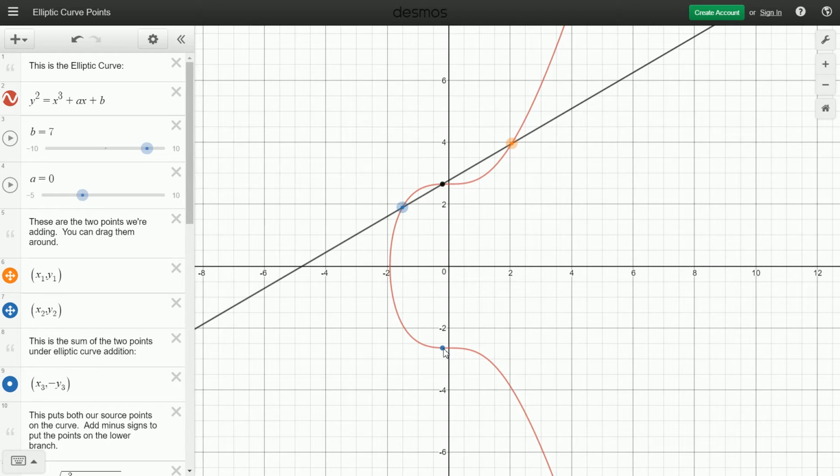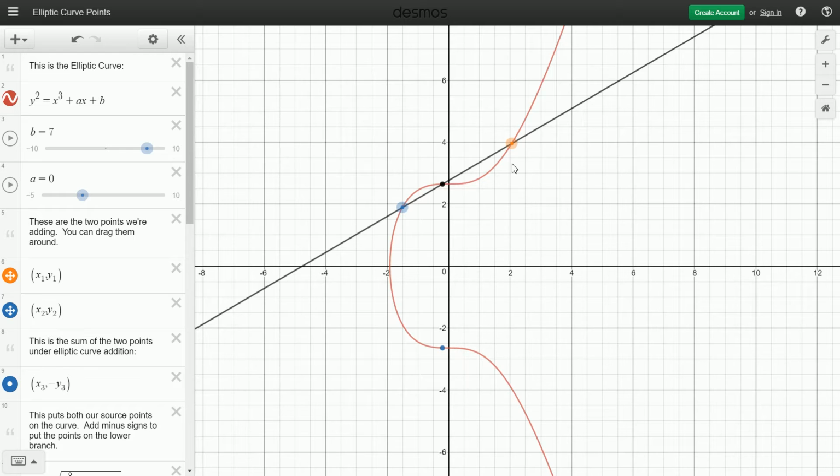Now that sounds pretty arbitrary, finding a point, flipping over. Why in the world? Well, you have to do that flip in order to get a property we're going to get to in a second. But suffice it to say that when you add 2 points on an elliptic curve, you just draw a line between them. Wherever that line intersects the red curve, flip over, and where you land is the answer.